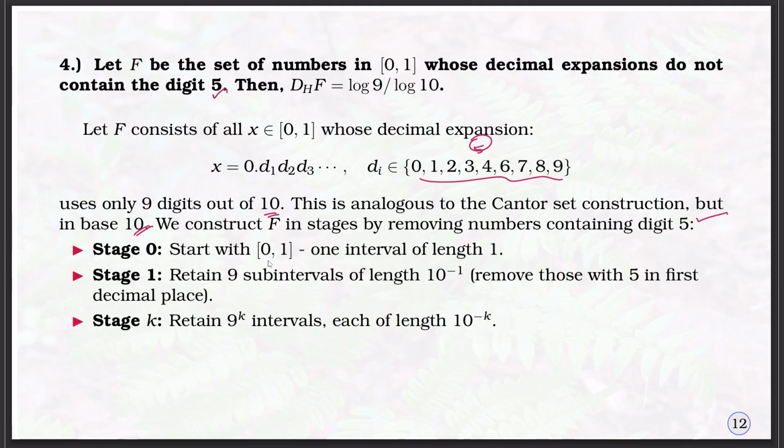Start with the closed interval [0, 1], one interval of length 1. Step 2, retain 9 sub intervals of length 1 by 10, removing those with 5 in the first decimal place. So in step k, we retain 9 power k intervals, each of length 1 by 10 power k.